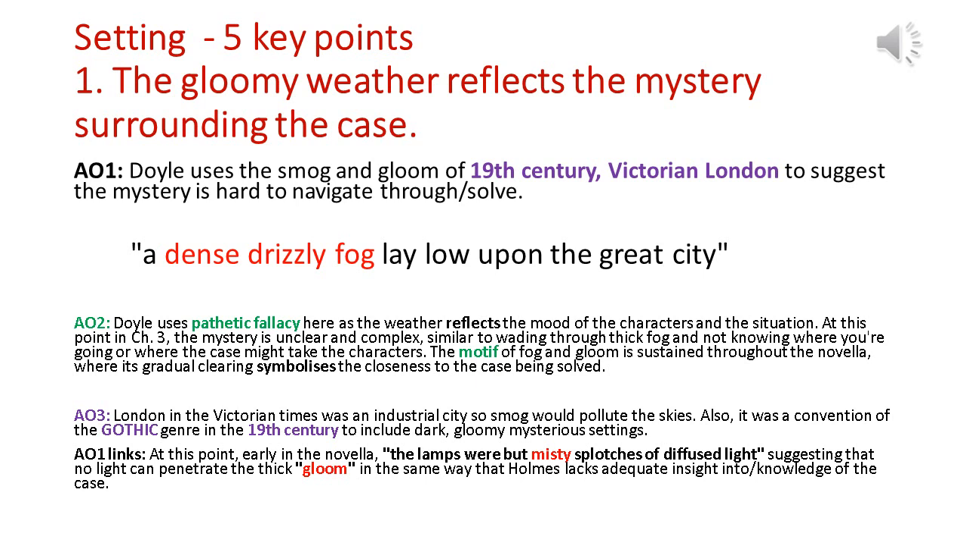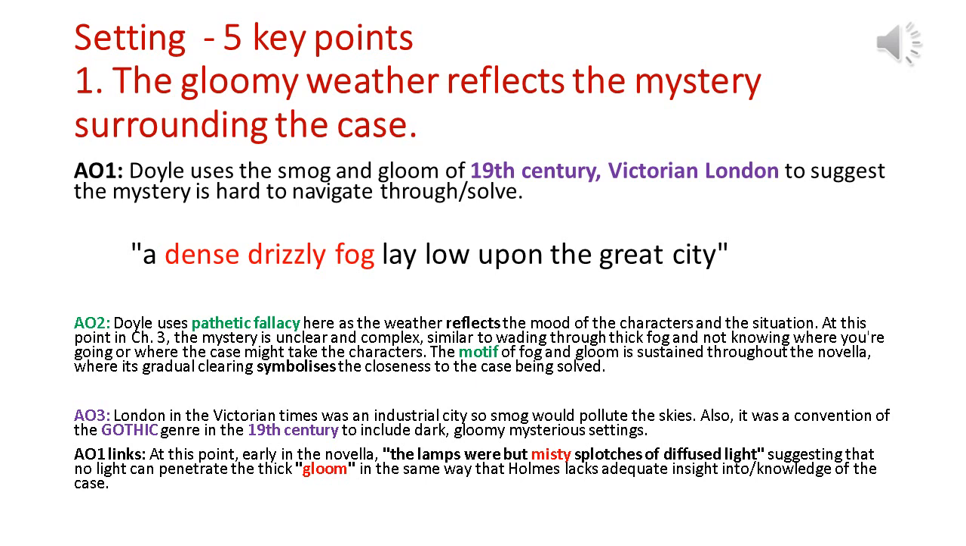it's hard to solve. So you can see as a method, Doyle is using pathetic fallacy, where the weather is reflecting the mood of the characters and the mood of the situation. So at this point in chapter 3, early on in the story, the mystery is really unclear and complex. So it's like walking through thick fog. So the fog here represents that the case is nowhere near being solved at this point.